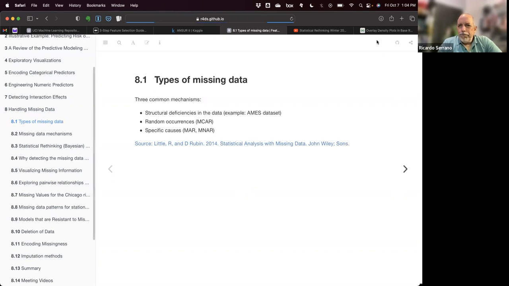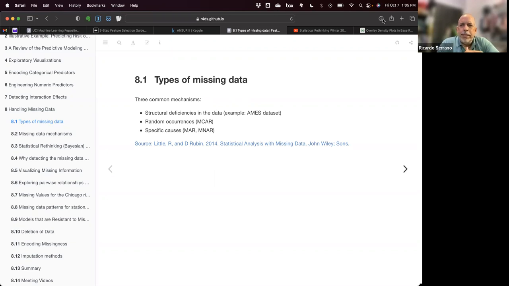All right. So the chapter talks about types of missing data. The authors mention three common mechanisms that you're going to find in almost any data set that has this situation. The first one is what is called the structural deficiency. In other words, you have a data set where, for some reason, some variables are missing data, and you want to know what is the cause of them.